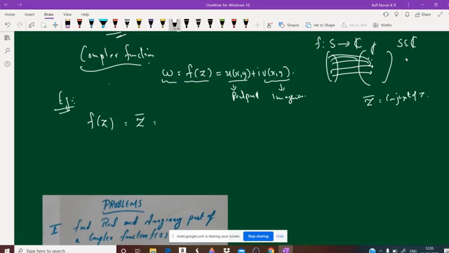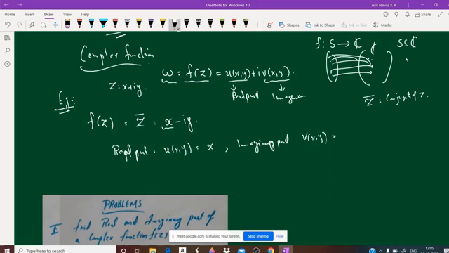So if z equal to x plus iy, then what is z bar? x minus iy. Then here what is the real part? The real part is u of x,y, which is x. And what is the imaginary part? The imaginary part v of x,y is equal to, what is the coefficient of i? It is y, minus y. So we can extract the real and imaginary part from a complex function.